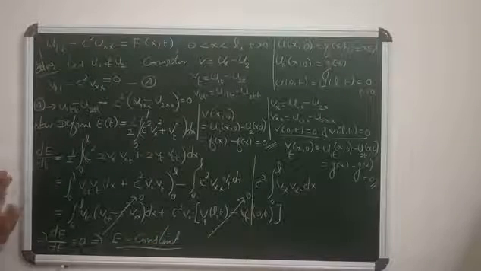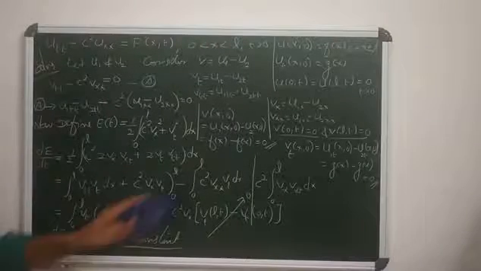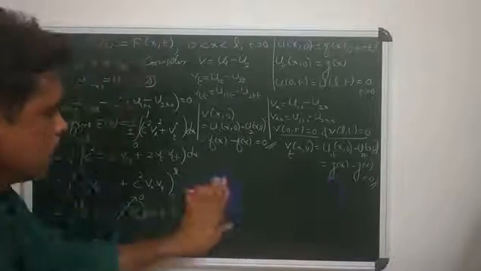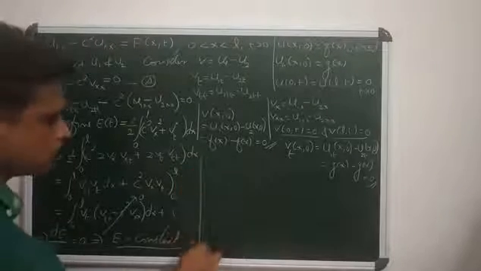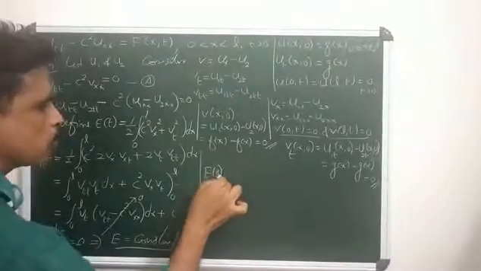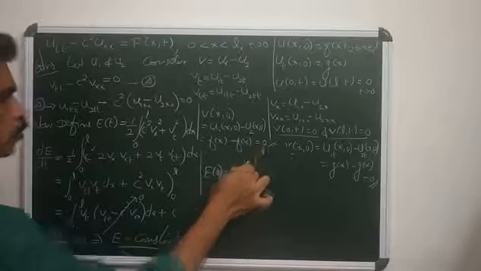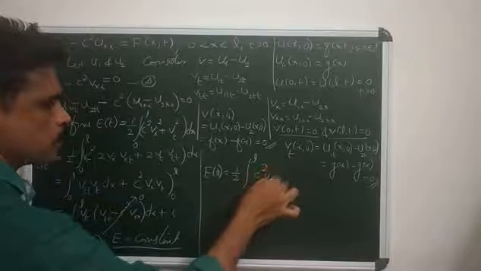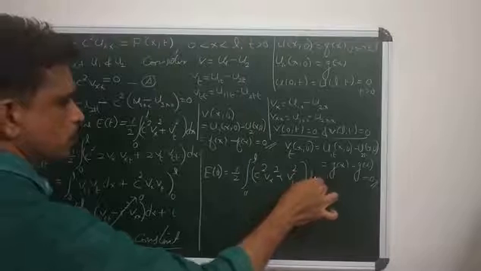Now we show what is actually the value of this E. Here we obtained that E is a constant. Now what is E0? Here it is defined as E of t equals half integral 0 to L of c square vx square plus vt square dx. What is E0? E0 equals half of integral 0 to L c square vx square plus vt square dx.